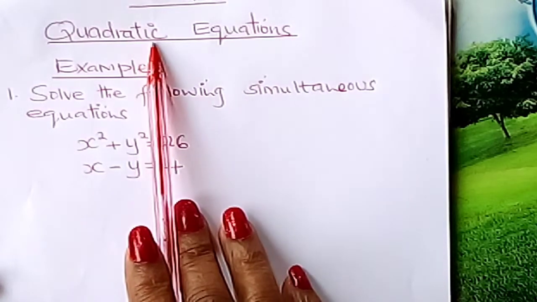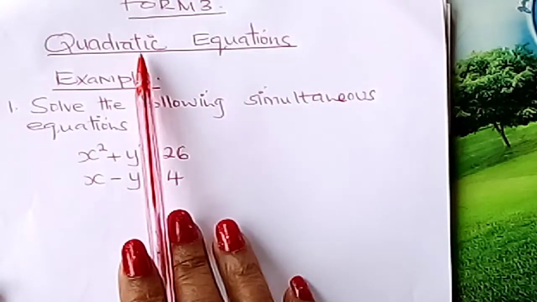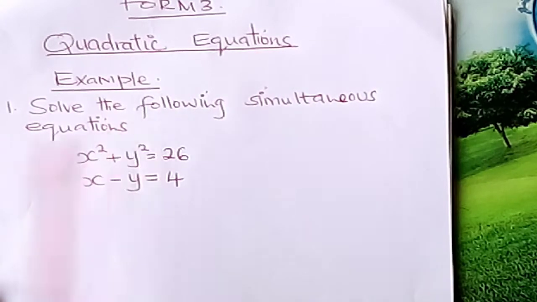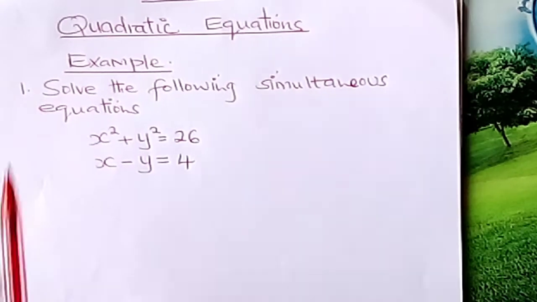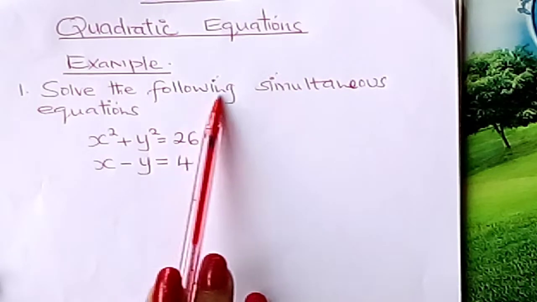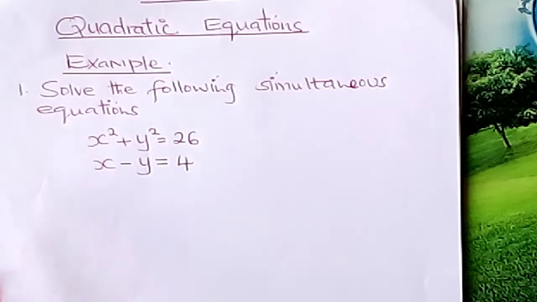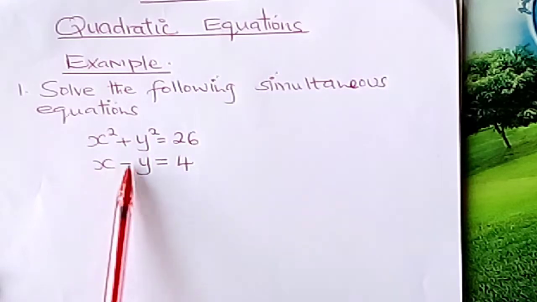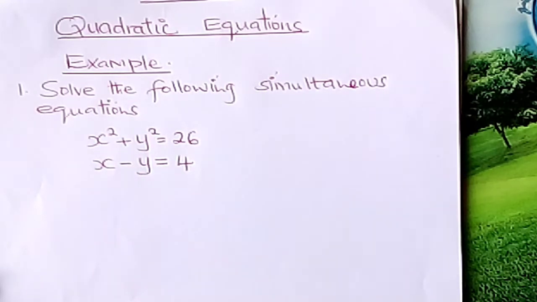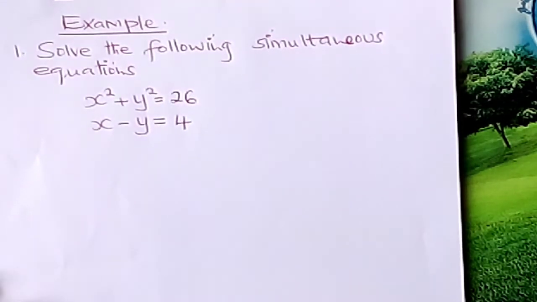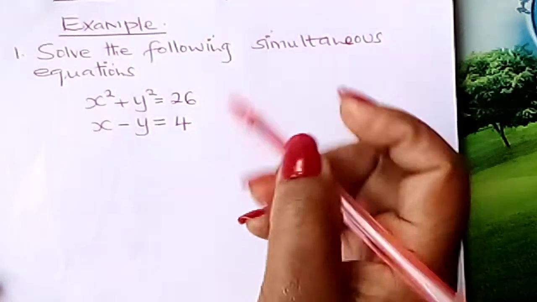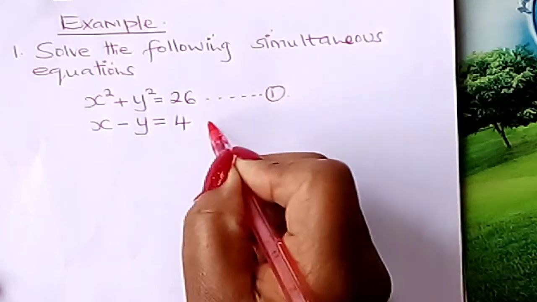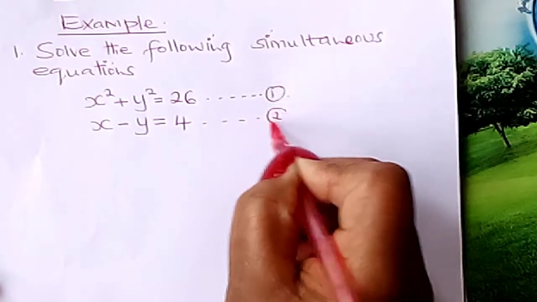I want us to do an example on quadratic equations. Let us look at this example. You are told, solve the following simultaneous equations: x squared plus y squared is equal to 26, x minus y is equal to 4. Form 3 simultaneous equations. Learner, come and label these as number 1 and this as 2.